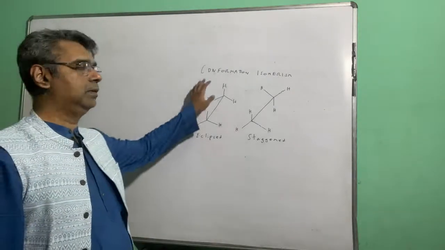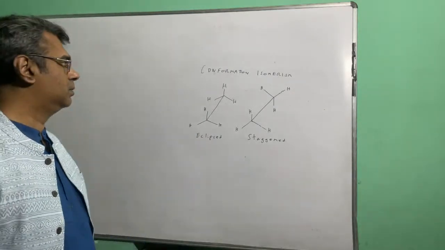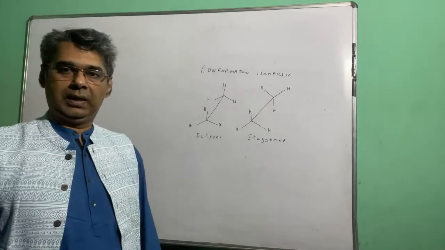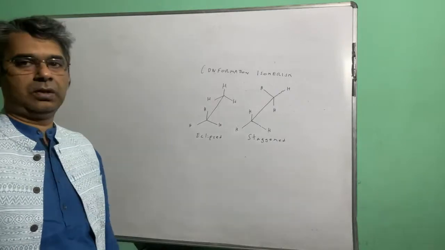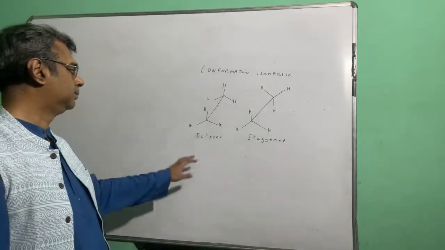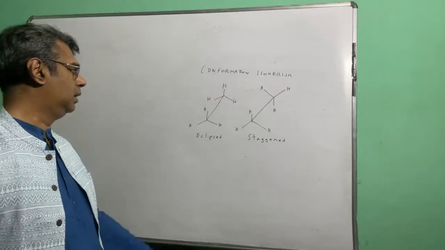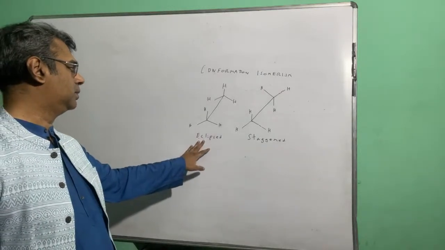Okay, now we will discuss the two types of isomerisms. First is conformation isomerism. This applies to alkanes. Look at the structure of ethane, C2H6. So ethane, C2H6 is CH3CH3. So this is called eclipsed.